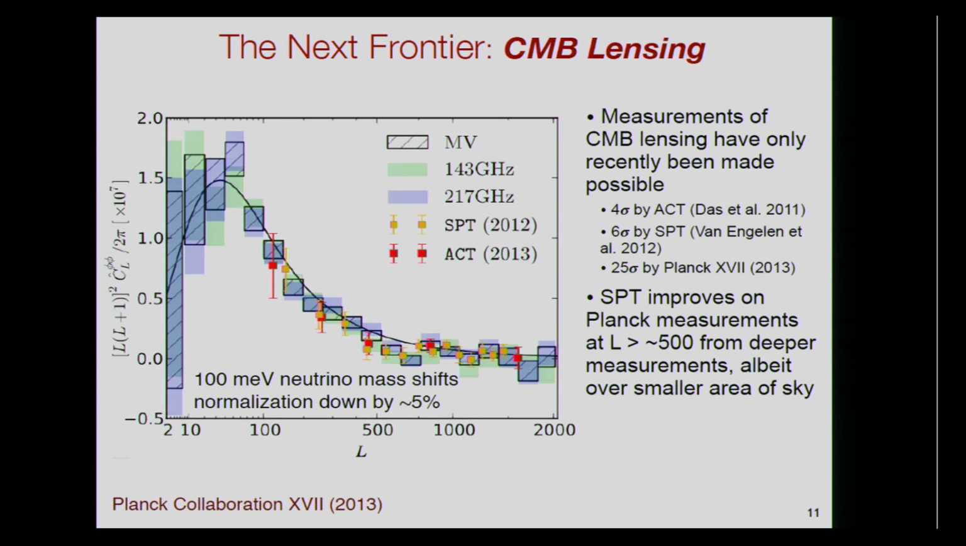And this level of detection significance is interesting because this effectively gives you a 4% constraint on the normalization of this lensing power spectrum. And a 100 meV neutrino mass shifts the normalization of this curve by about 5%. So you're starting to get to that level of precision where you can constrain neutrino mass. And what experiments like SPT or ACT or POLARBEAR do better than Planck is they typically observe smaller regions of sky, but deeper. And this allows you to recover the CMB lensing power spectrum at finer angular scales. And basically the SPT sensitivity improves on Planck measurements around L of 500 right now.